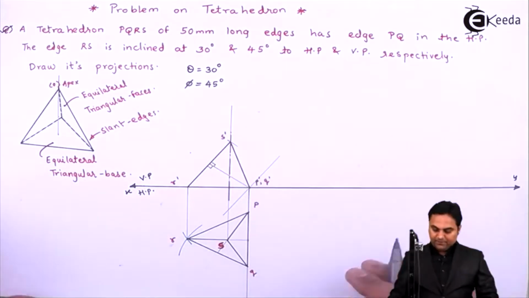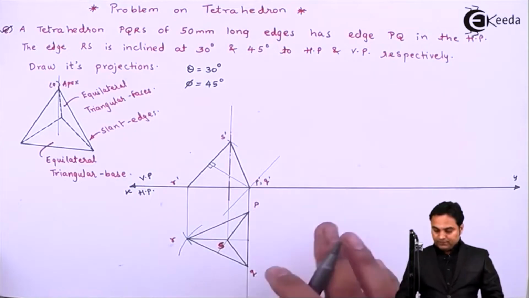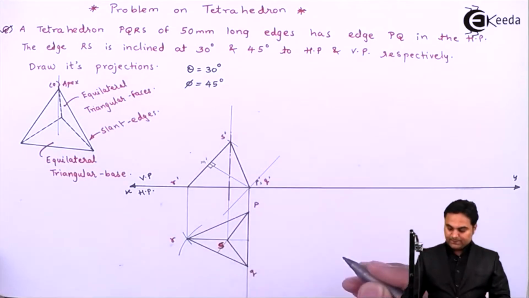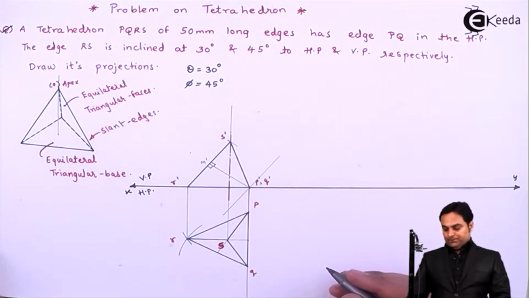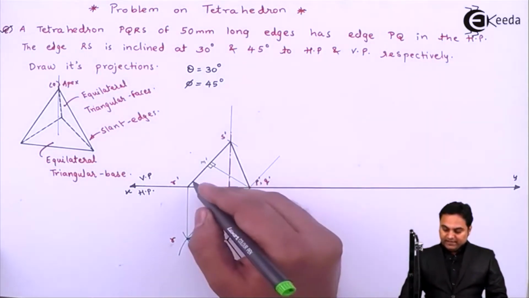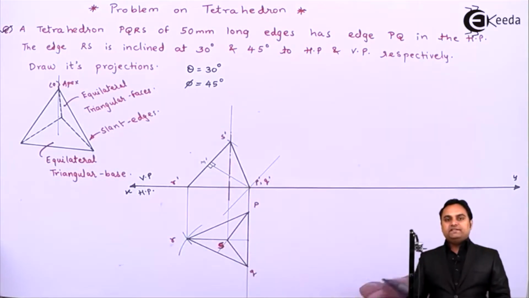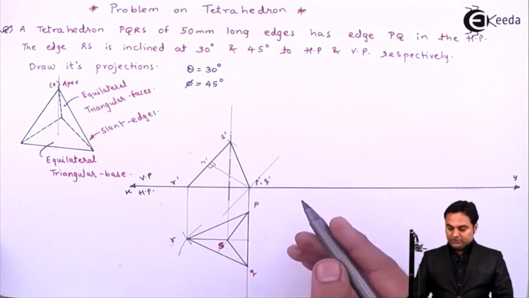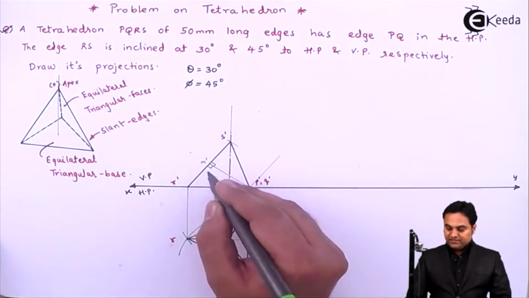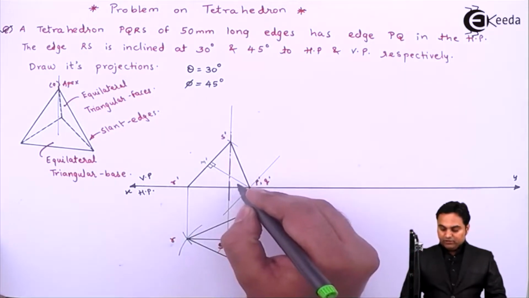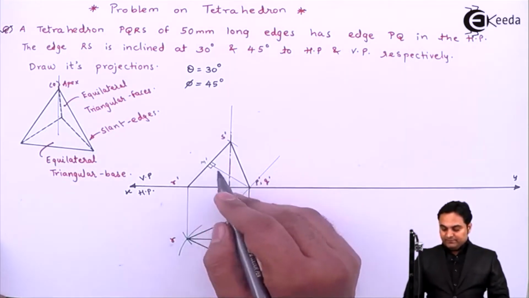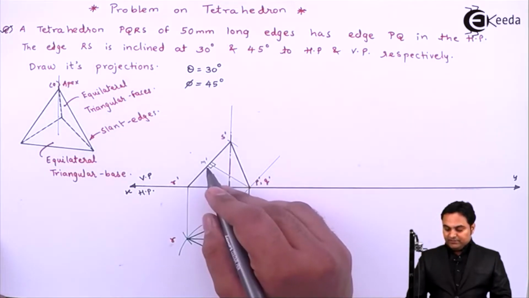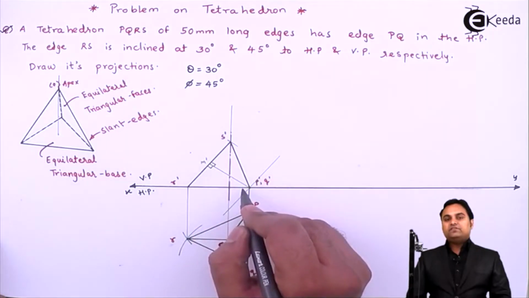Now when I drop a perpendicular here, in that case, I'll call this point M dash. Now, if the angle of RS which we want is 30 degree with HP, then if RS is 30, this angle is 90. It means the angle of this green line, which is M dash P dash Q dash, its inclination will be 90 minus 30, that will give us 60.